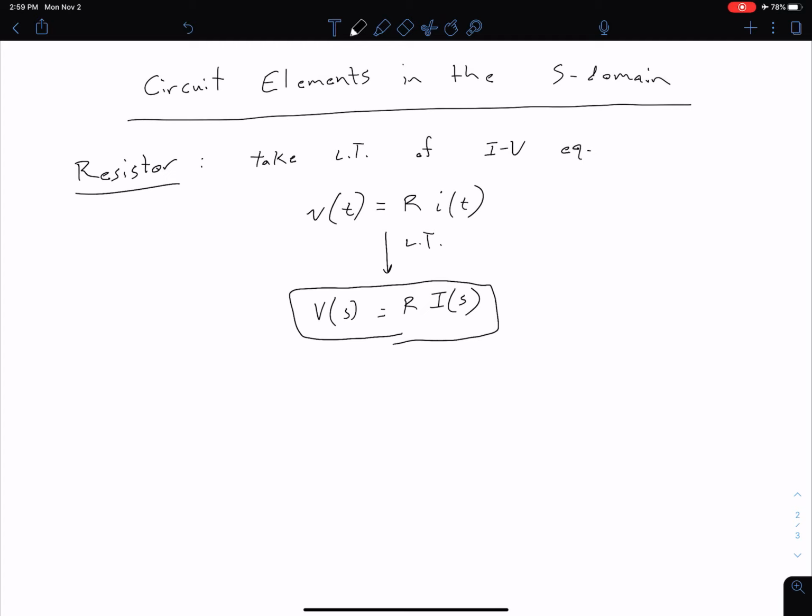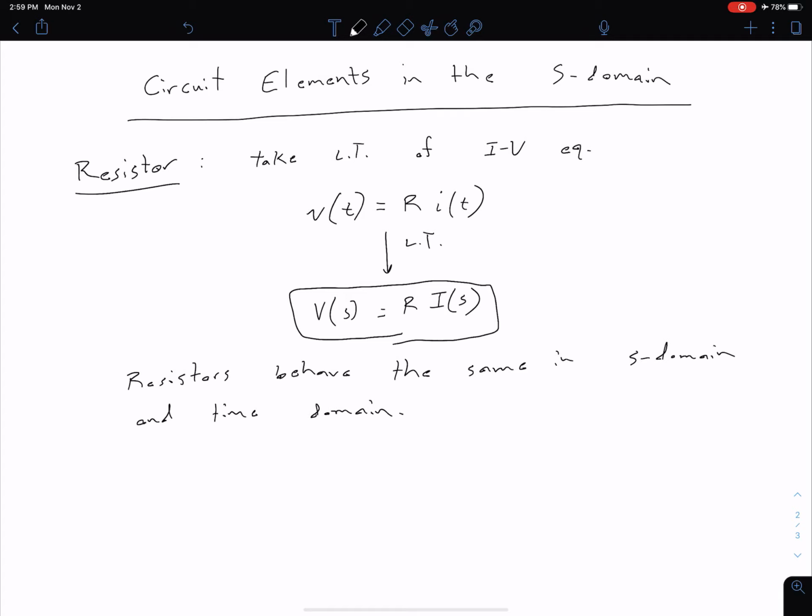So what this tells us then is that our resistors are behaving the same in the S domain as they do in the time domain. So resistors behave the same in the S domain and our time domain.